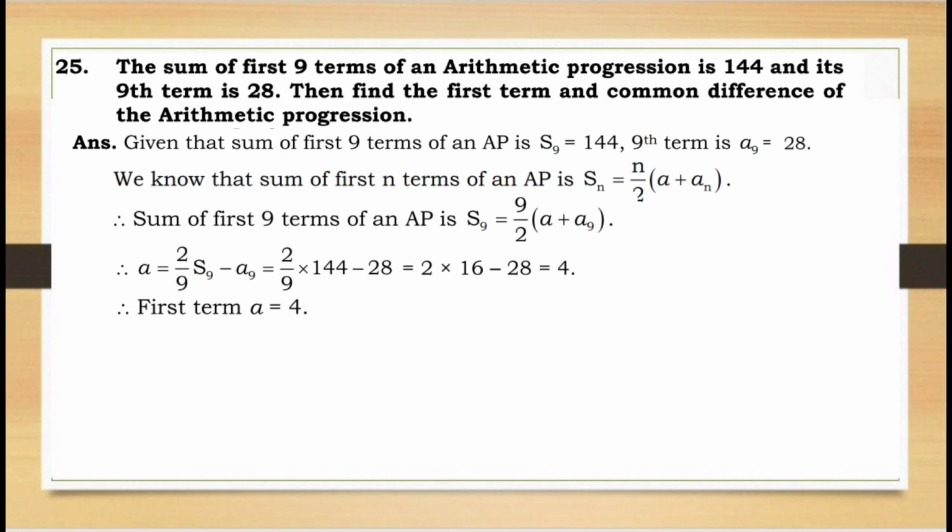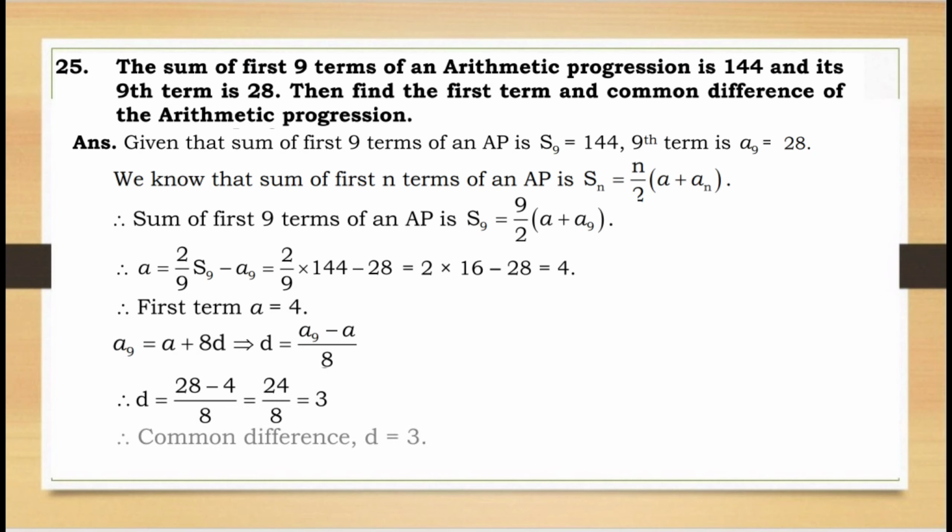9th term will be A9 equals A plus 8d, implies d equals A9 minus A whole divided by 8. Substitute 9th term, that is d equals 28 minus 4 whole divided by 8, which equals 24 by 8, which equals 3. Therefore, common difference d is 3. This is the answer for this question.